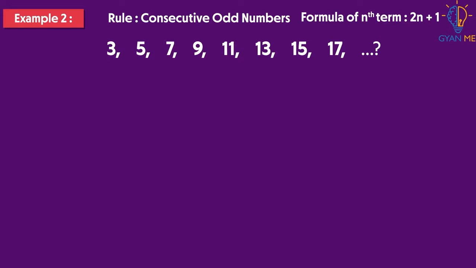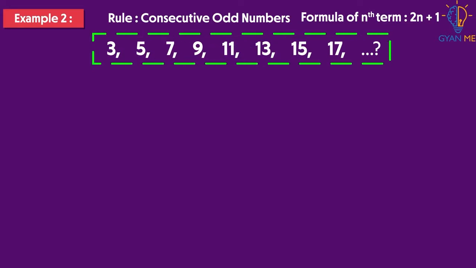And what about this sequence? 3, 5, 7, 9, 11, 13, 15, 17 and so on. Can you identify the rule here? Yes, it is 2n plus 1. And why so? Because all these are odd numbers.